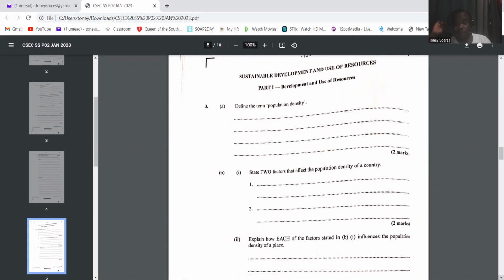Question 3A now says, define the term population density. All right. So population density now is the average amount of people living in a particular area at a particular time.